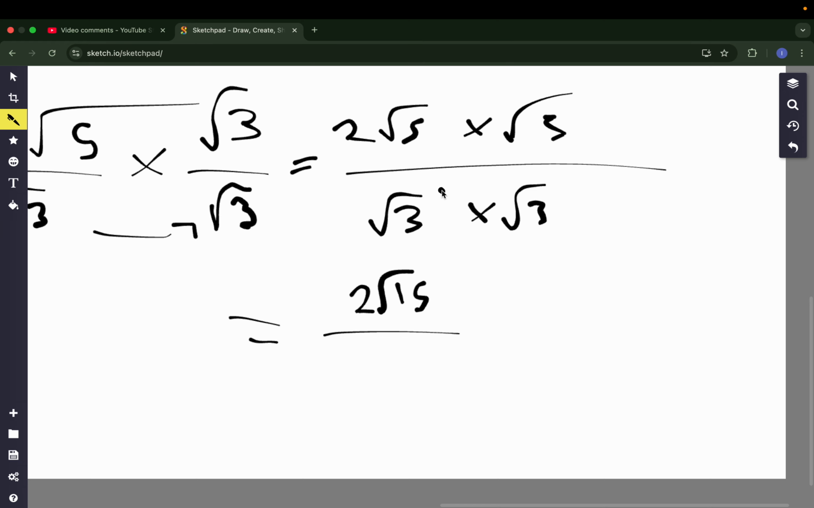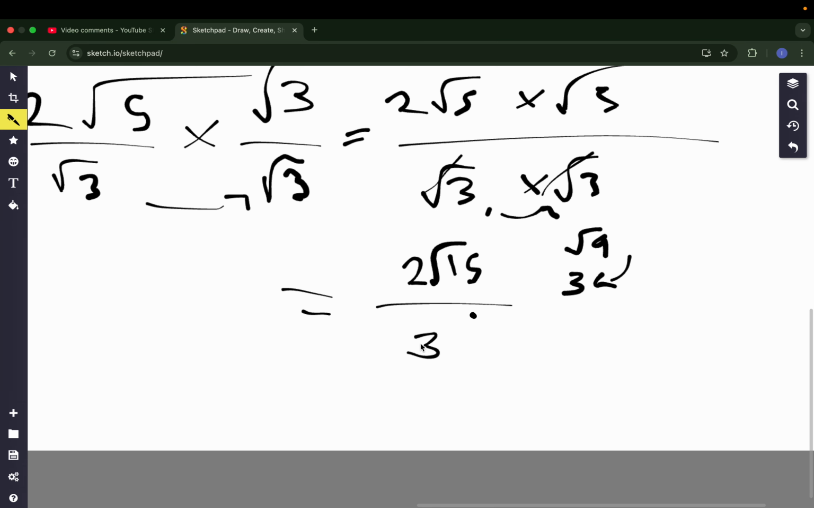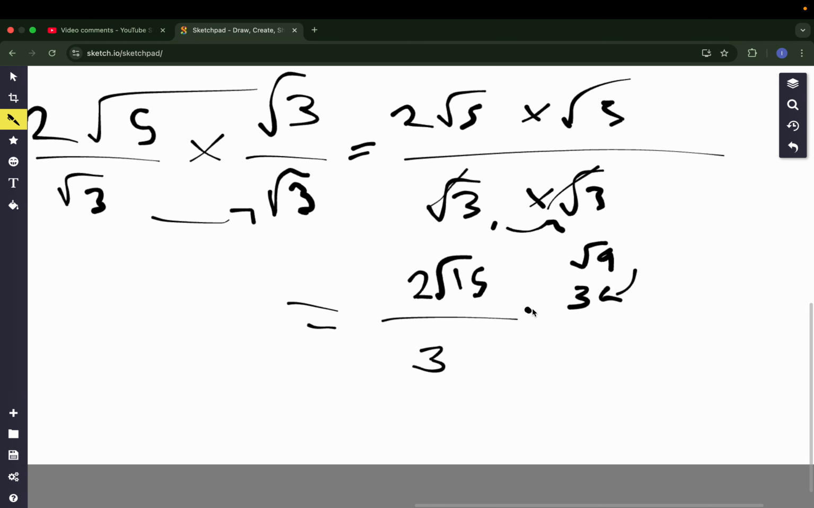3, because square root of 3 times square root of 3 is just 3, because these two cancel out, because when you multiply them together, it's the square root of 9, which is just 3. This is our final answer.